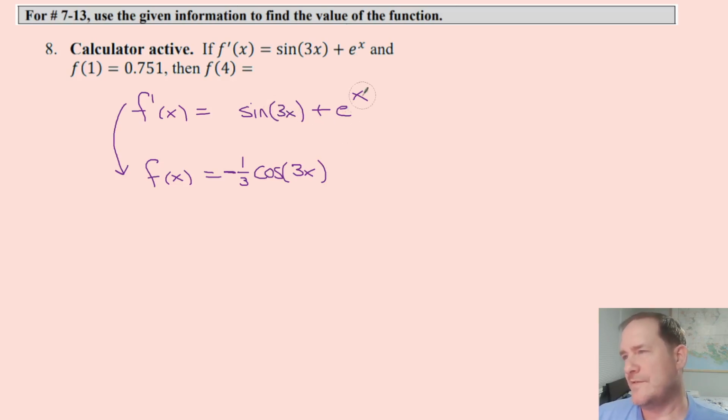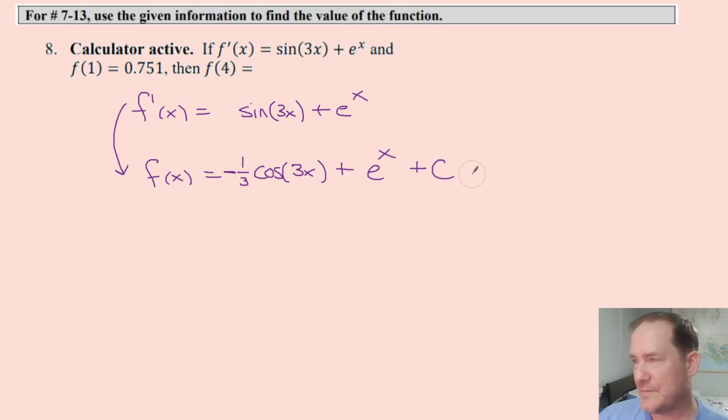Now, who's the derivative of e to the x? Well, the derivative of e to the x is e to the x. So the antiderivative of e to the x must also be e to the x. I don't need to mess with that at all. That's good. But when I'm anti-differentiating like this, we should be landing on the general answer, which should still have a plus c on it. Now, that's not going to help me evaluate at 4.